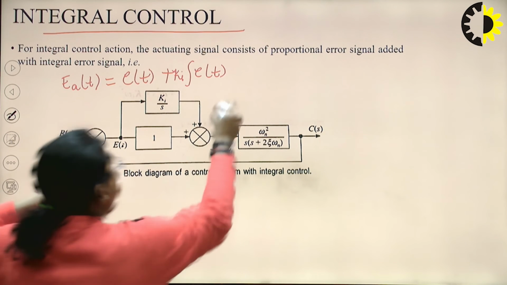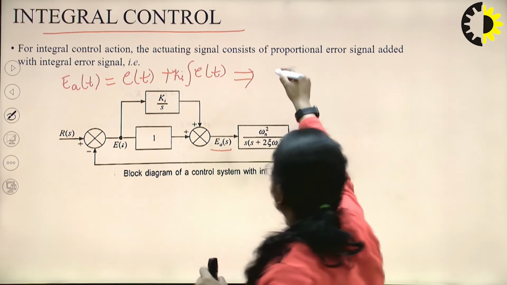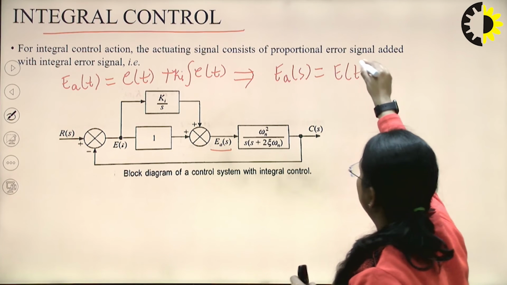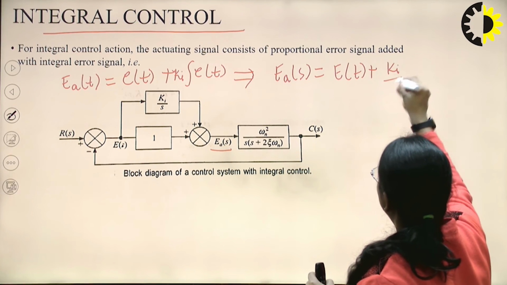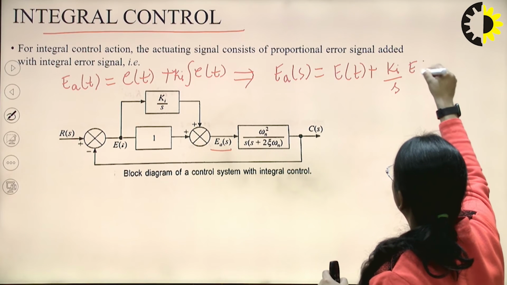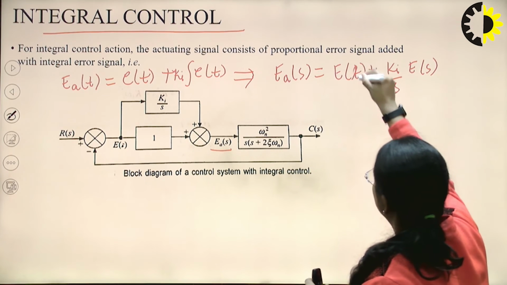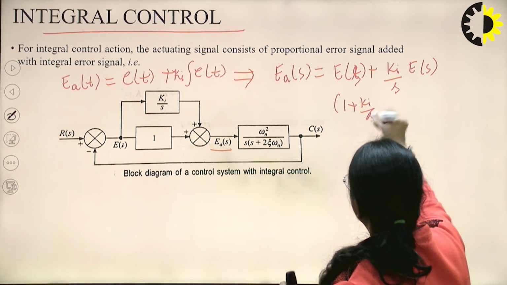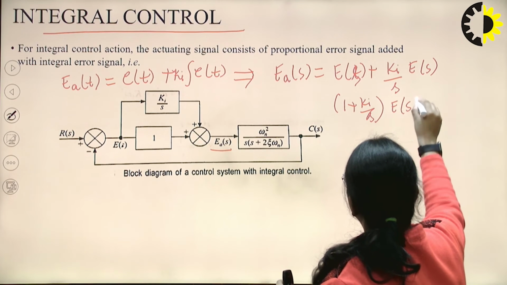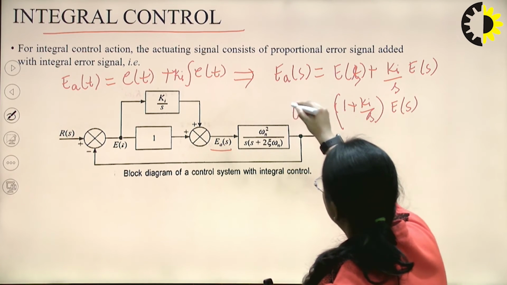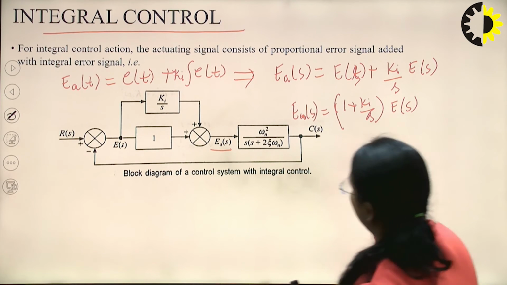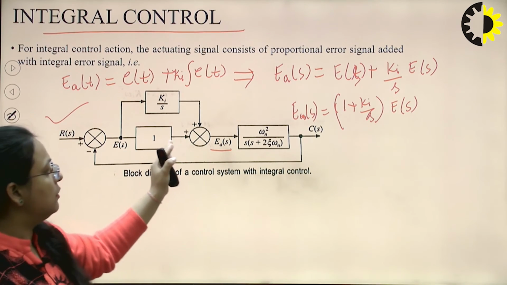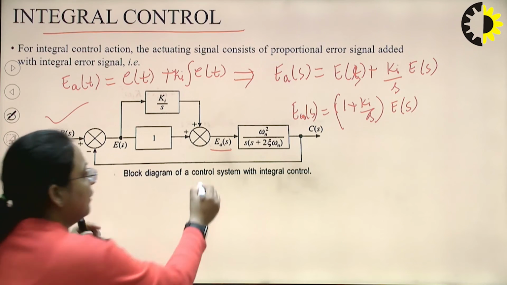While taking the Laplace transform of this term, we will get E_a(s) equals E(s) plus Ki upon s into E(s). Sorry, this is E(s). So we can write this as 1 plus Ki upon s into E(s), which will be the actuating signal for the integral control method. So this is the block diagram of the second order system with integral control.